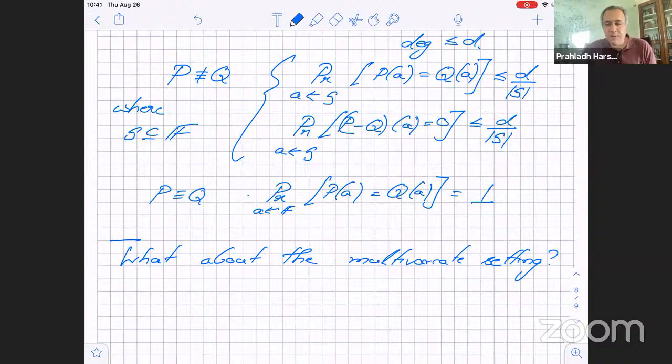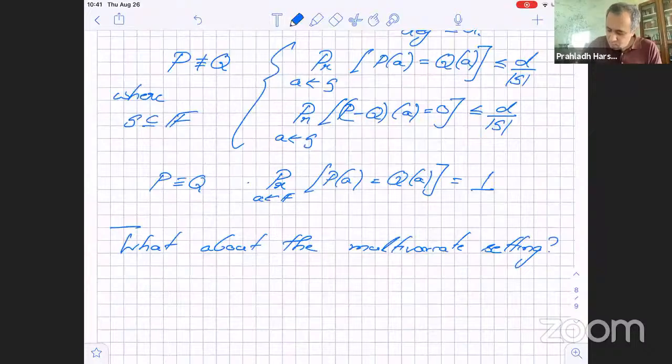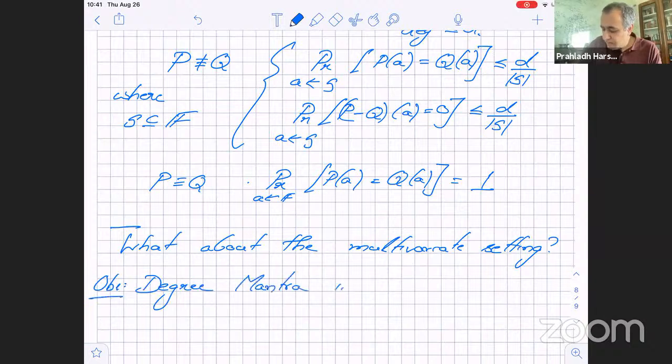But what happens to be true is the exact statement which we wanted to prove in the univariate case, what Amit had suggested. So the first observation I want to make is that the degree mantra is not true in the multivariate setting.